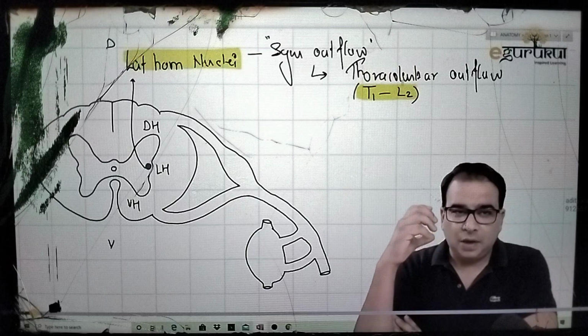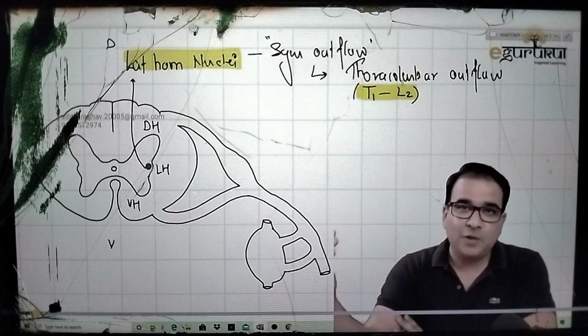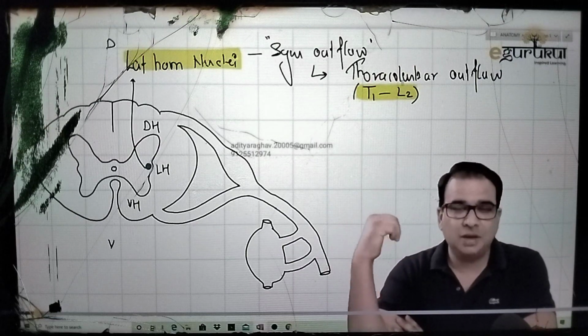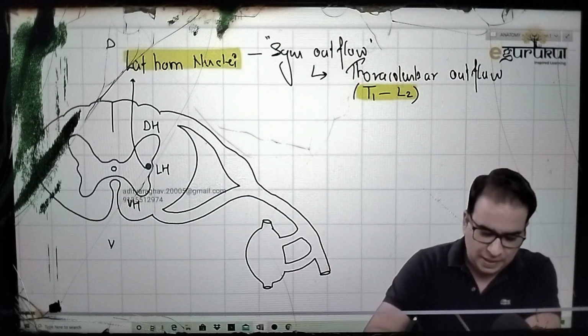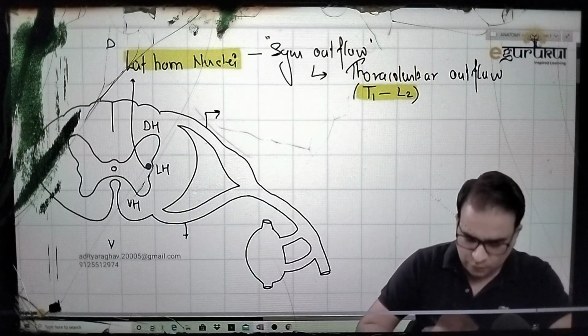So that's one thing, that whatever we discussed today, the preganglionic nerve will be coming out only from this T1 to L2 region. Although these preganglionic nerves and the postganglionic nerves coming out of this sympathetic chain will have different destinations. Okay.